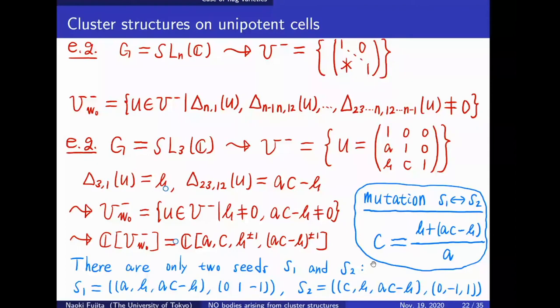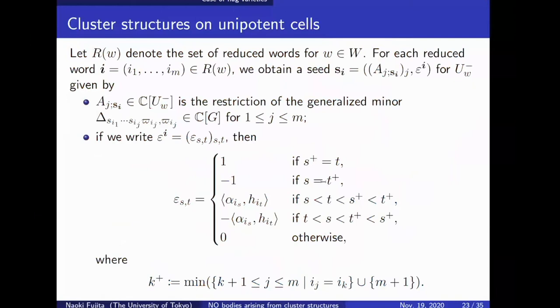In this case, there are only two seeds, S1 and S2, whose cluster variables are A, B, AC minus B, and C, B, AC minus B. So these B and AC minus B are frozen variables, and A and C are unfrozen variables, which are related by the mutation, like this. The cluster structures of unipotent cells are given like this.